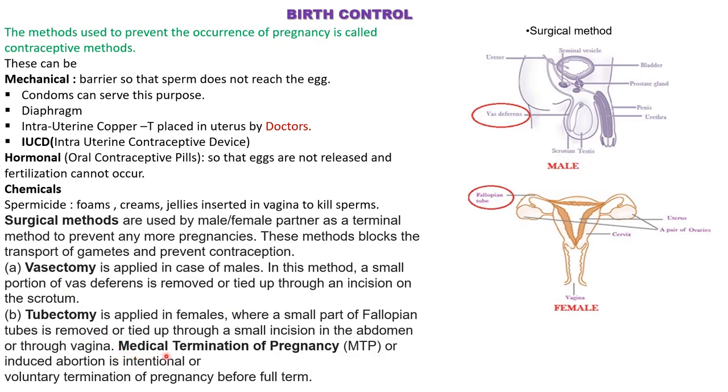Now coming to medical termination of pregnancy, in common words we call it abortion. So MTP, medical termination of pregnancy, should be avoided as much as possible, right? If the pregnancy is unwanted, the lady can go for medical termination of pregnancy. This voluntary termination of pregnancy before the full term of the baby can be done, but it has to be avoided at any cost.